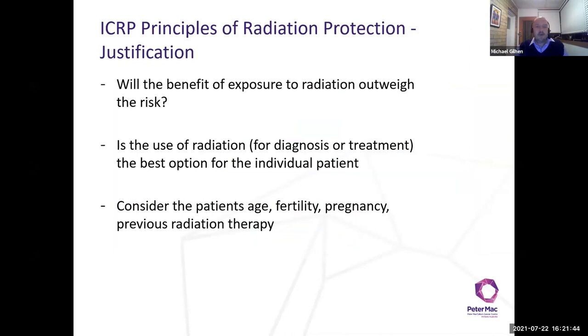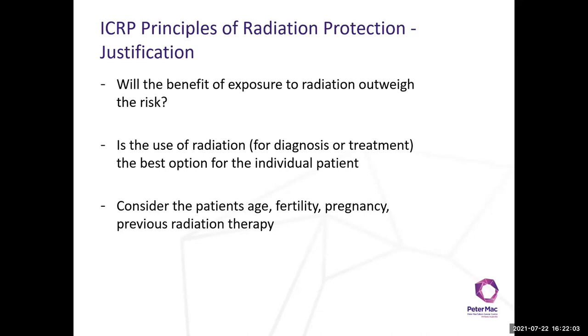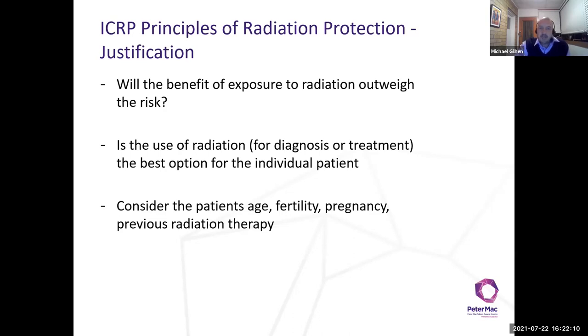So whatever your regulations are in your country, they will reflect the ICRP principles of radiation protection, justification being one of them, where the use of radiation has to be justified. So the benefit to the patient. And this considers the patient's age, the patient's life expectancy, their potential for pregnancy, and whether they have had previous radiation therapy.